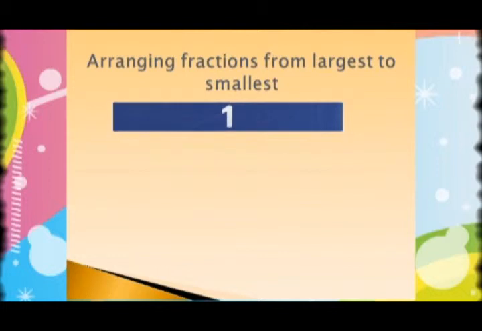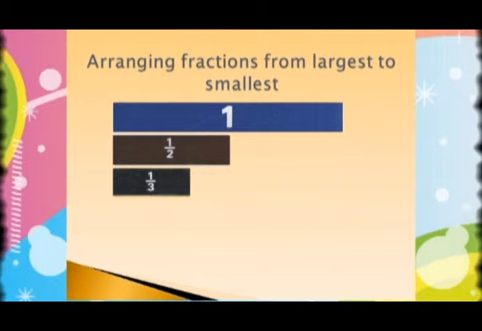1 whole, half, a third, a quarter, 1/5. Here we have arranged the tiles showing largest pieces to the smallest pieces. Remember what we said about the denominator? The larger the denominator, the smaller the fraction will be.